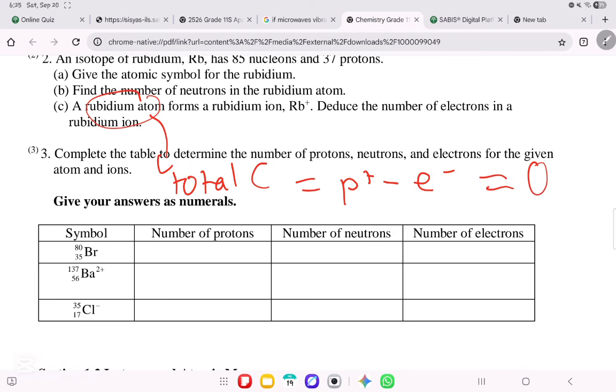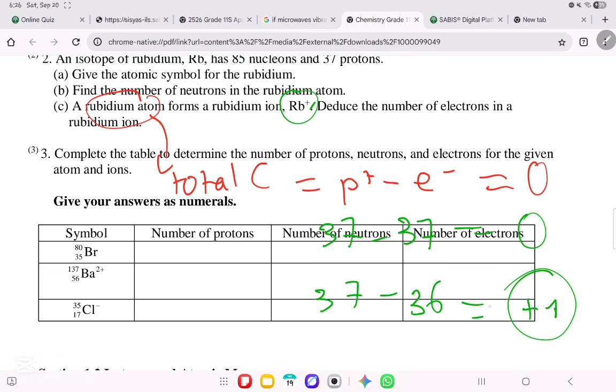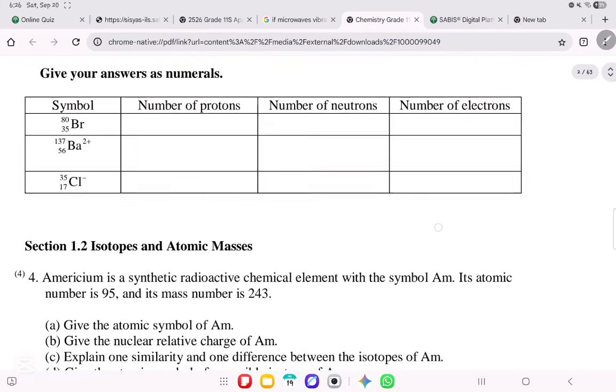So now what are they saying? They're saying it becomes a rubidium ion, Rb+. That means what did they do? They took away an electron. So if the number of protons is 37 in the atom, and the number of electrons is 37, we will have 0. But now, in the ion, if the number of protons is 37 and they took away an electron, so it became 36, now the total charge is going to be what? It's going to be +1. So what is the number of electrons in this scenario? It is 36. Okay, let's move on to the next question.